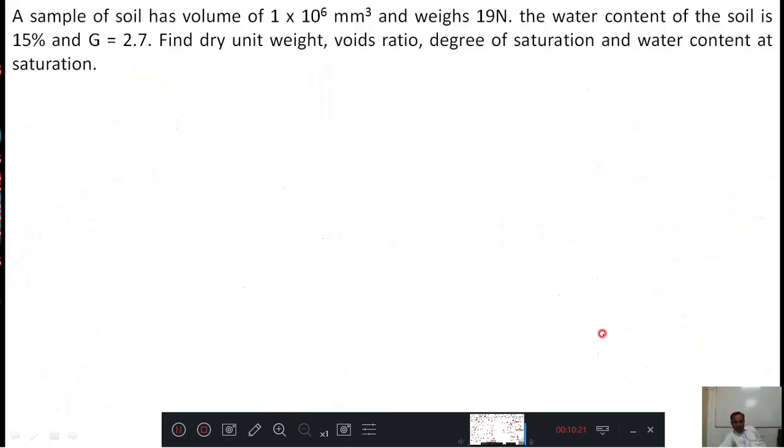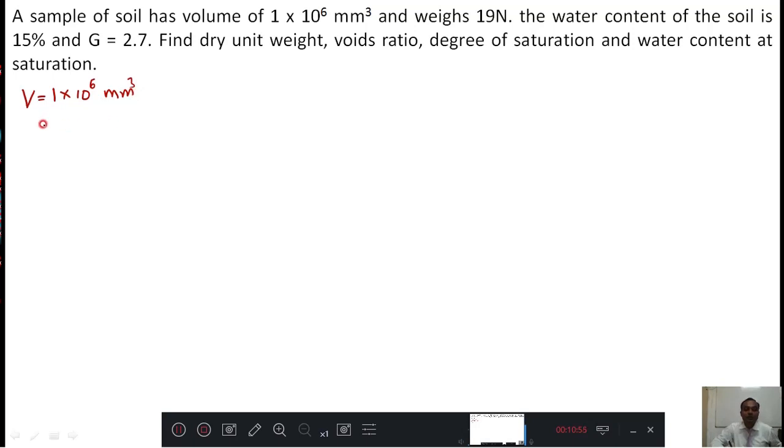Thank you. Next, a sample of soil has a volume of 1 into 10 raised to 6 mm cube and a weight of 19 Newton. The water content of the soil is 15%, G equals 2.7. Find dry unit weight, void ratio, degree of saturation and water content. Good. See here, they are giving the volume of the soil as 1 into 10 raised to 6 mm cube. Mm cube is not a good unit, therefore we will convert it into meter cube.